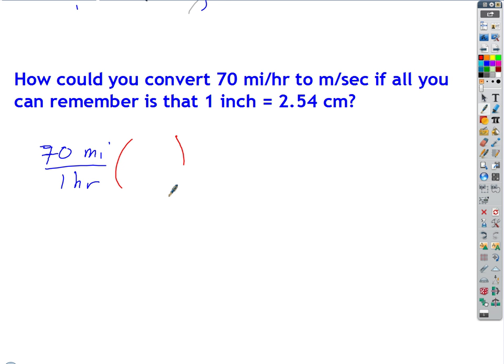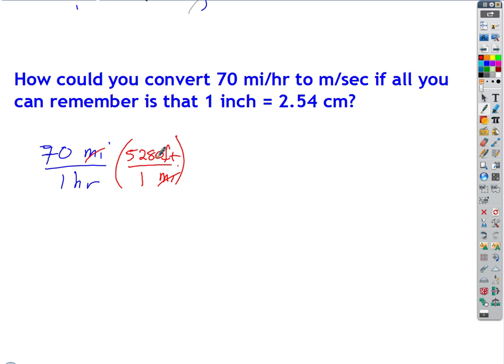So what do you know about a mile? Okay, what is it? 5,280 feet. There's one we probably know, right? So 1 mile, we're going to go from miles to feet. So miles have to go on the bottom, because those have to cancel, right? We're going to go from miles to feet. So 1 mile is 5,280 feet. So far, so good. We're closer.